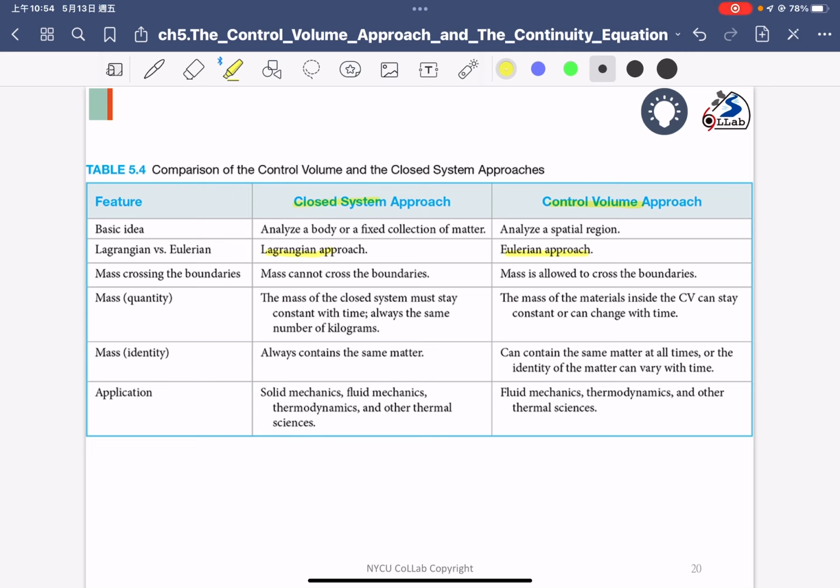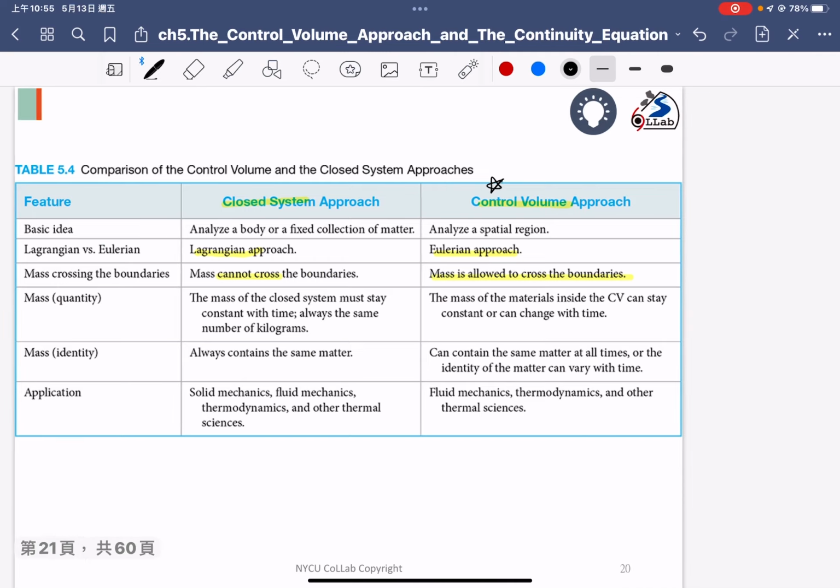That's all. And then you can see the mass is allowed to cross the boundary for the control volume, but the closed system cannot. That's a very important idea to help you distinguish the two approaches. Most of the problems we use in this class use the control volume, because we are always looking at one spatial location.